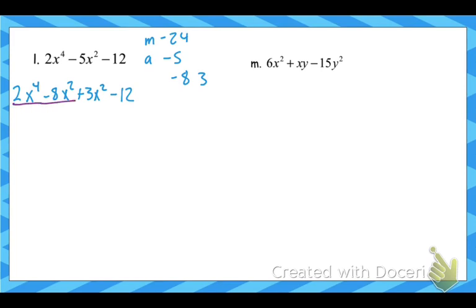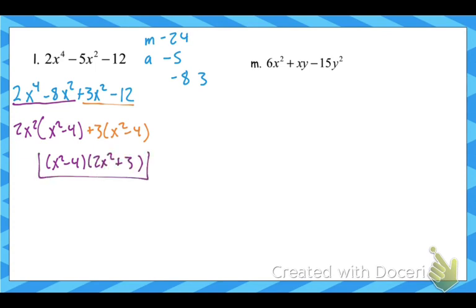Then from this point, I'm going to look at my two terms here. 2x squared would come out. I'd be left with x squared minus 4. Then out of these two, 3 would come out. I'd be left with x squared minus 4. My parentheses match. Everything that's not in the parentheses is my other factor.